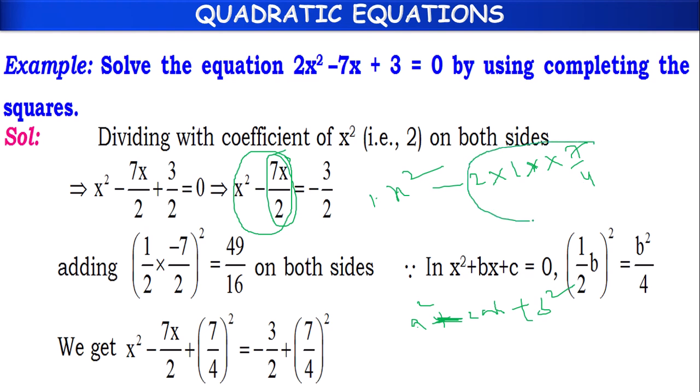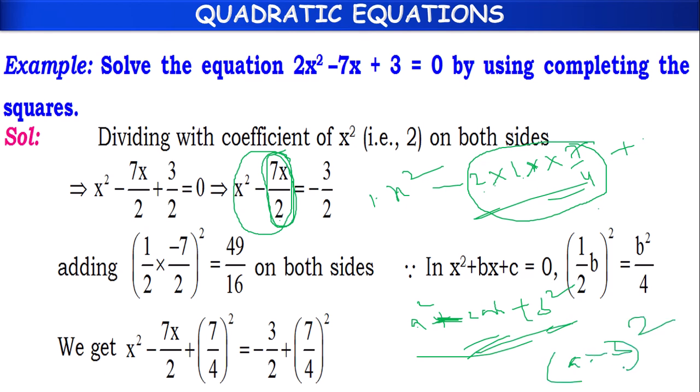If we keep 7 by 4 here, then it will be equal to 7x by 2. This means for this third term, we have added nothing. This is the same 7x by 2, which we have written as 2 into 1x into 7 by 4, equal to 7x by 2. It is in the form of 2ab. Now we need b square, so that we can write the whole term as a minus b whole square. So we have to add b square.